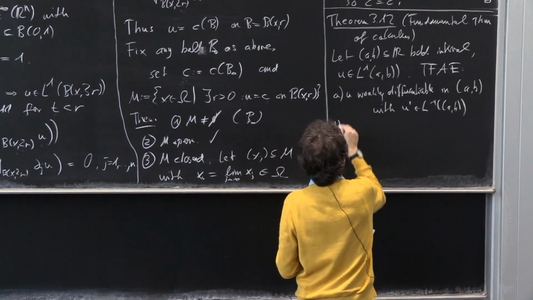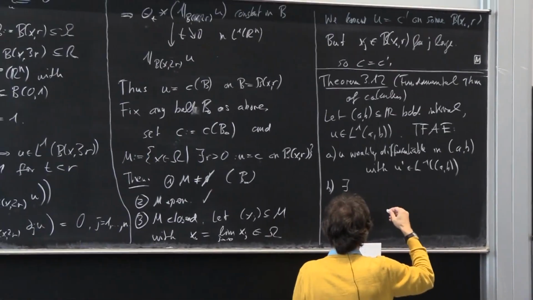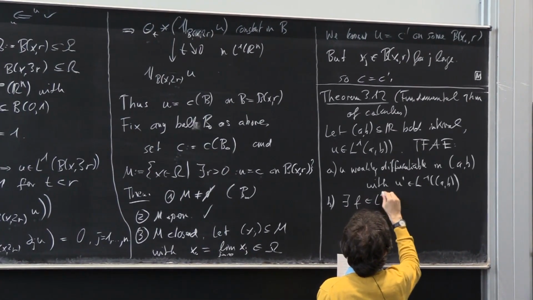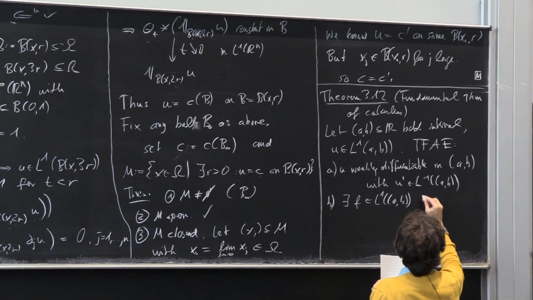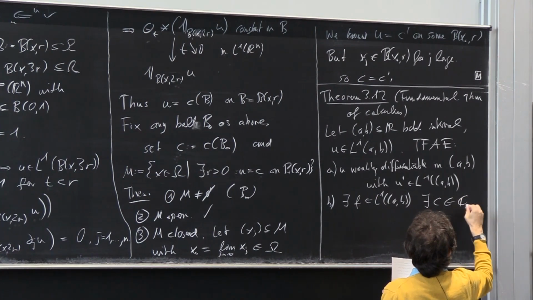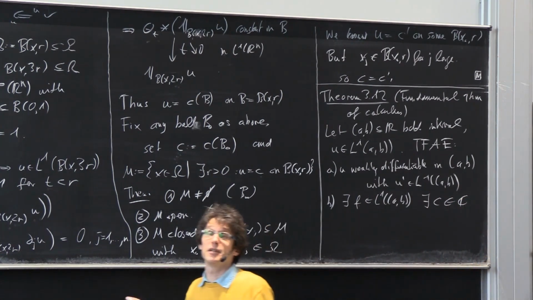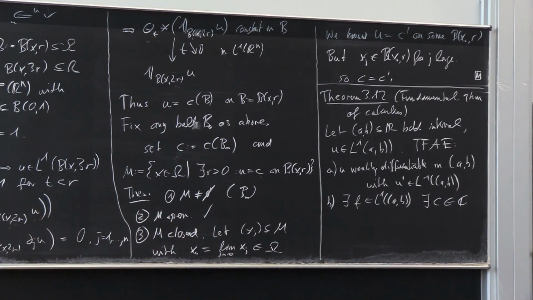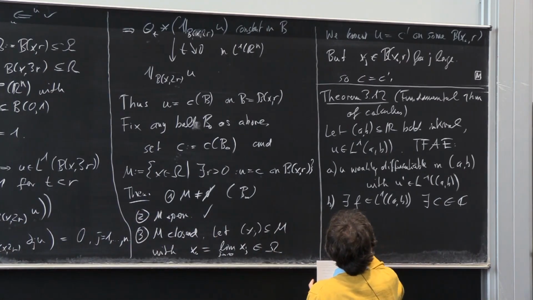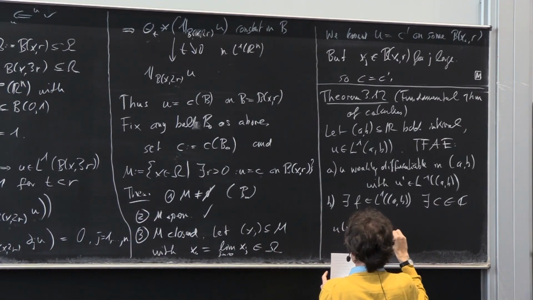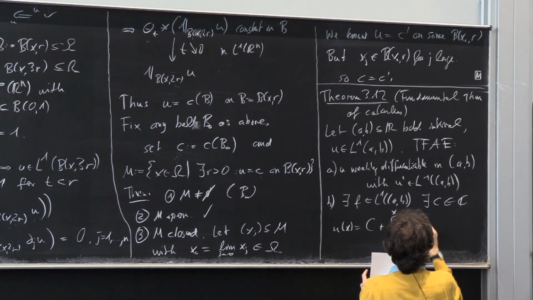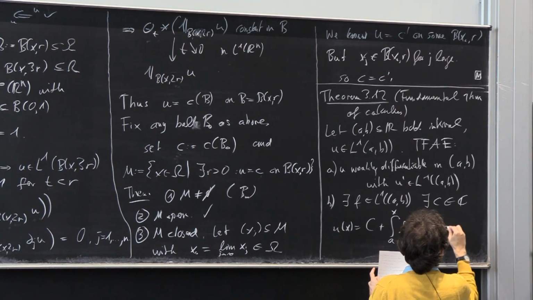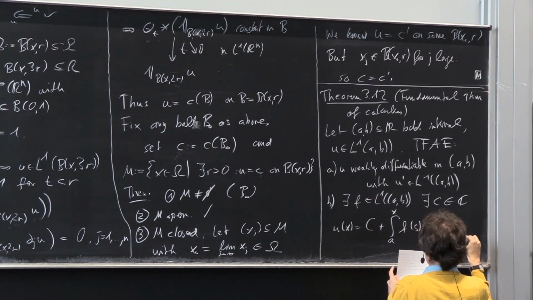And secondly, there exists some function f in L1, and there exists some constant. So this function f will be the primitive, the antiderivative of u. So there exists a primitive and there exists some constant such that you can write u of x as this constant plus the integral from a to x of f of s ds, almost everywhere for x in (a,b).